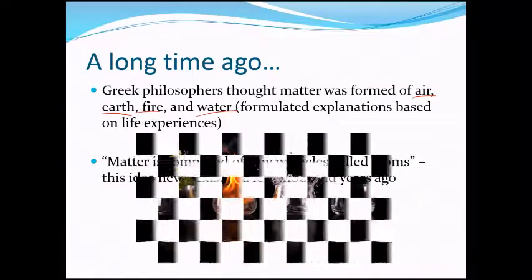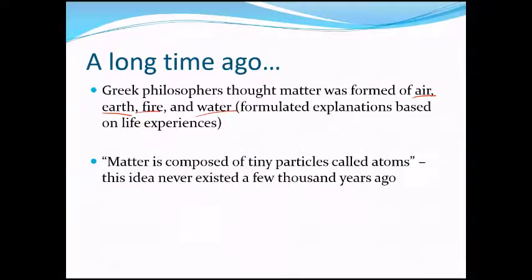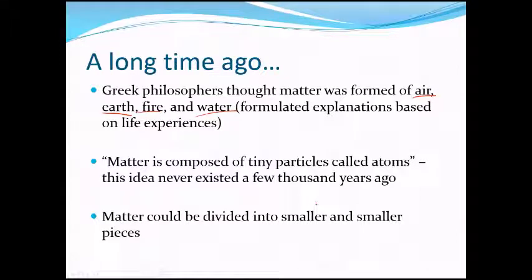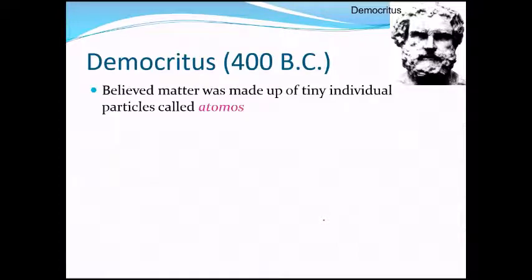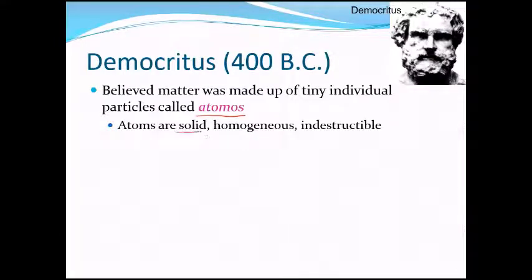We went through matter is composed of tiny particles called atoms. That idea never existed a few thousand years ago. They didn't have much technology either, so I mean it's reasonable. Matter could be divided into smaller and smaller pieces. To go from there, Democritus, being a Greek philosopher, he's actually the one that came up with the word atomos, which is where the word atom comes from. And he really was thinking about how they must be small, solid, homogeneous, indestructible particles.